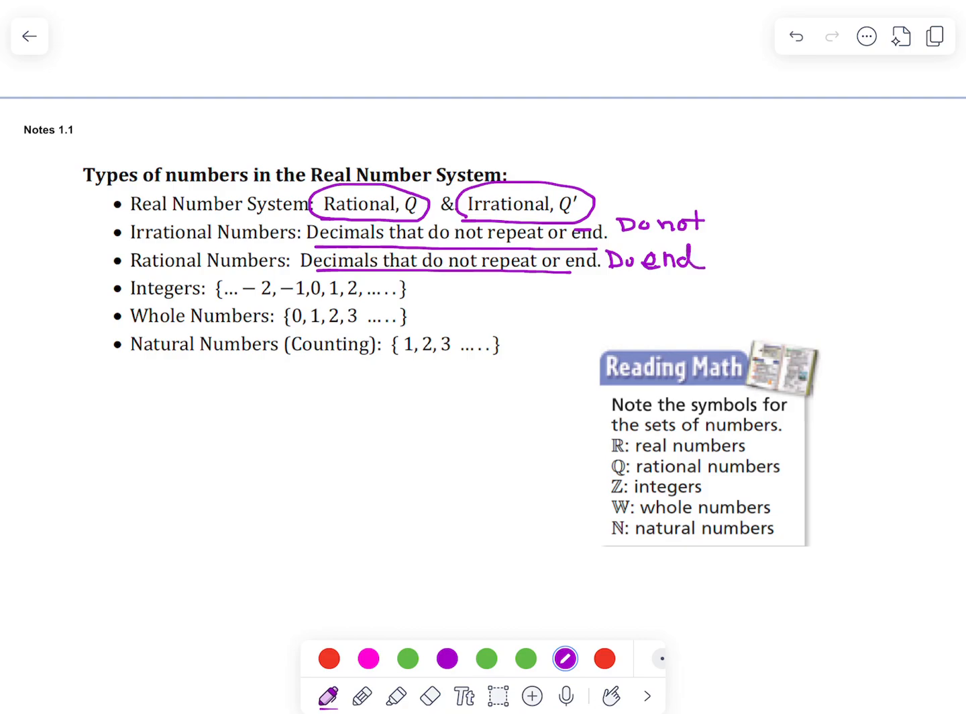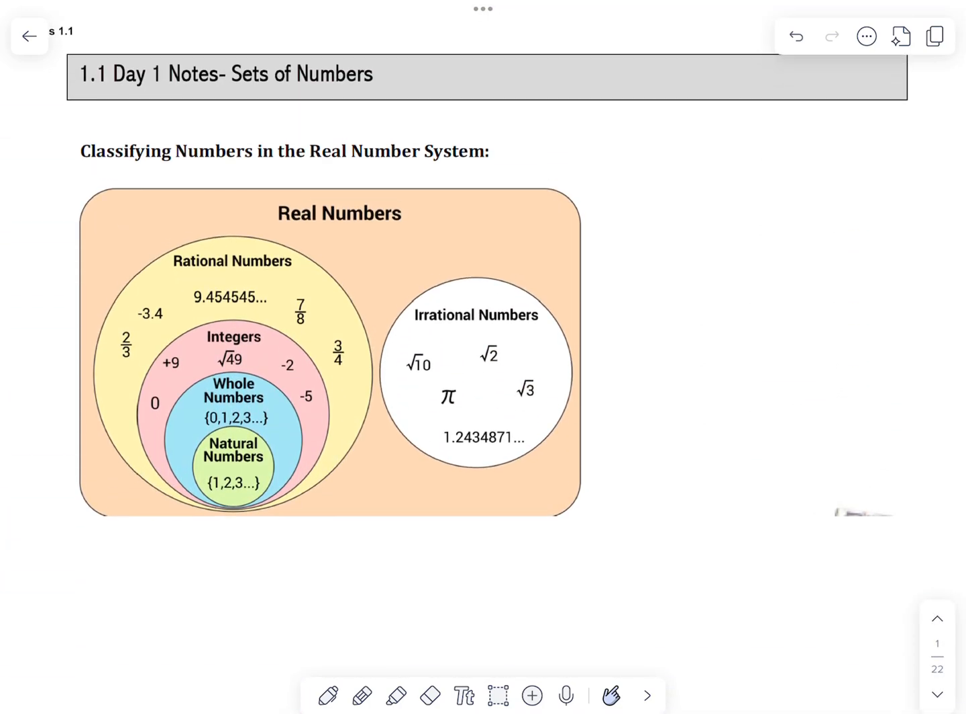Integers are -2, -1, 0, 1, 2. Whole numbers, we just add in that 0, and then natural numbers, we get rid of the 0. And then here are those symbols for the real, rational, integer, whole, and natural. And then here are some of those examples.